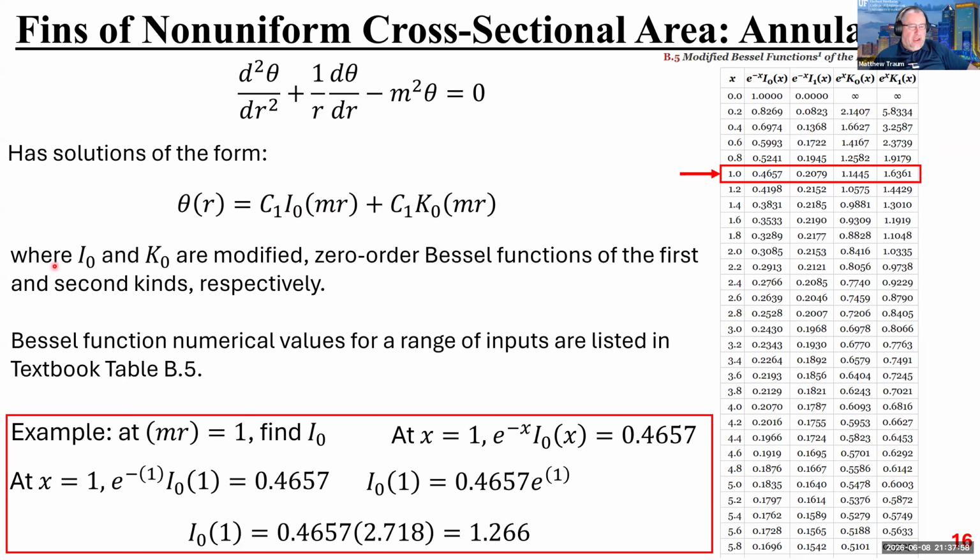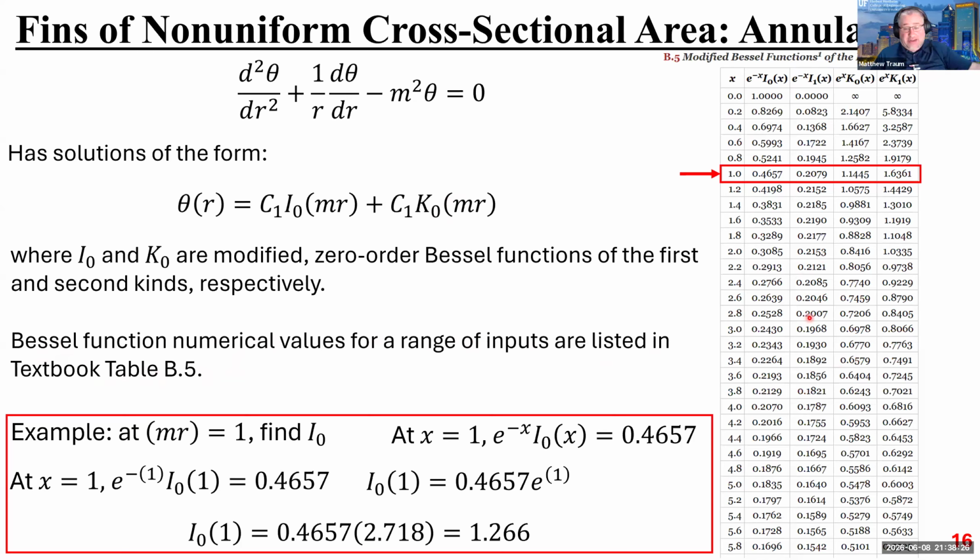And what functions are they? Well, they are so-called modified zero order Bessel functions of the first and second kinds. What that means is not important. What is important is that the solutions are tabulated. Bessel function numerical values for a range of possible inputs are listed in the textbook in table B5, which I copy and pasted here for you.